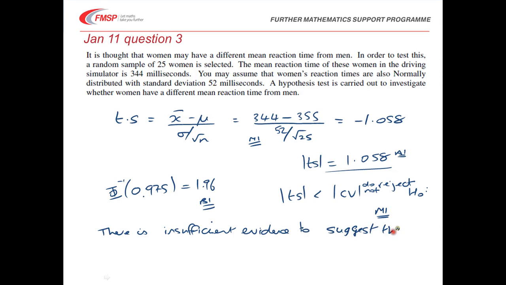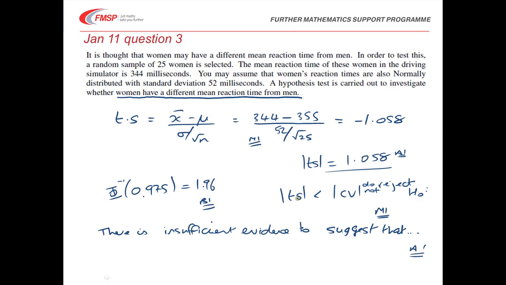I'm not going to write the next bit because I'm going to show you how it works. You then go all the way back to the context. So this is what you would then write. Okay, so there is insufficient evidence to suggest that women have a different mean reaction time from men. You literally take that from the question, and you need to write it obviously, but that will then give you your final accuracy mark.